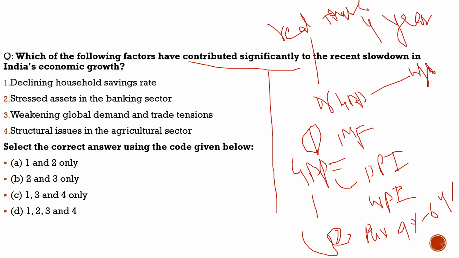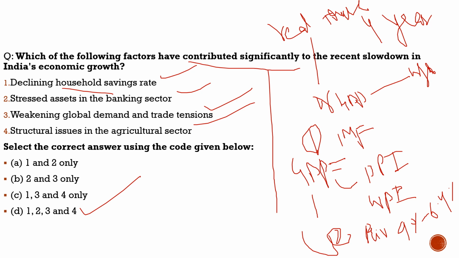So with respect to this question, let's try to understand it and get more idea about it. The question says, which of the following factors have contributed significantly to the recent slowdown in India's economy? Declining household savings rate. When there is inflation, there would definitely be a decline in household savings rate, 100% correct. Stressed assets in the banking sector, 100% correct. We are not able to pay the loans and all that. Weakening global demand and trade tensions, 100% correct. Third, structural issues in the agricultural sector, 100% correct. So all four statements are correct, and all four are reasons for the slowdown in India's economic growth. I hope you understood the topic itself, what the two major reasons are which the author talks about, and also the question here.